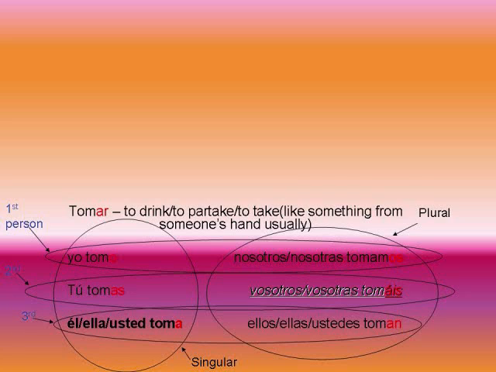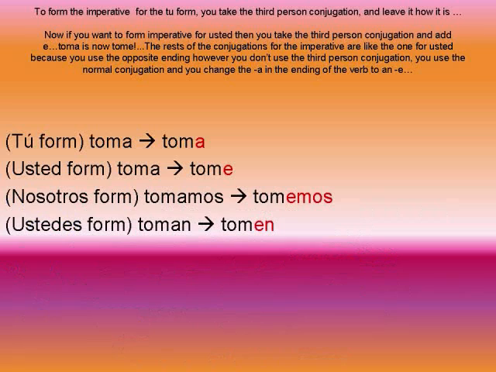This is important to know because we need to know what the third person singular conjugation is, which is él, ella, usted toma, when we want to form the imperative for the tú form or the usted form. To form the imperative for the tú form, you take the third person conjugation and leave it how it is. Now if you want to form the imperative for the usted form, then you take the third person conjugation and add an e.